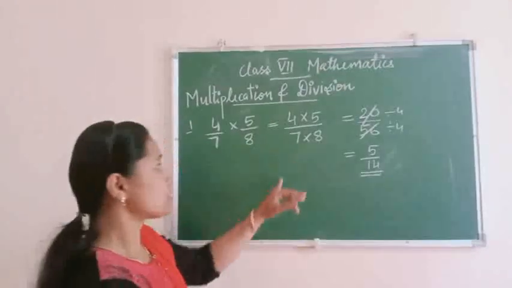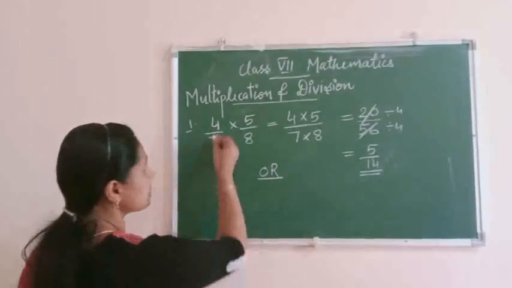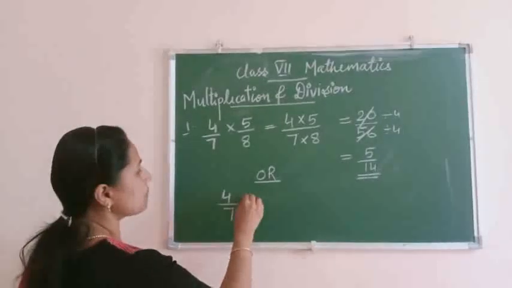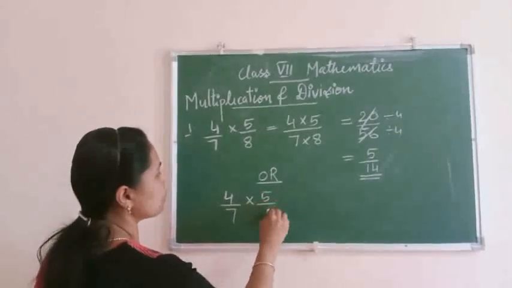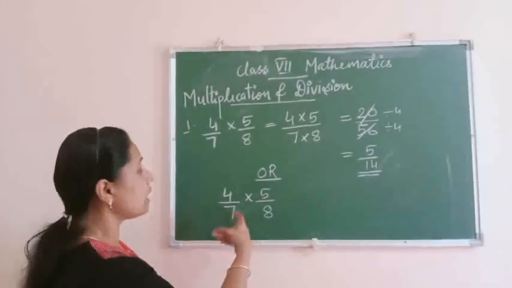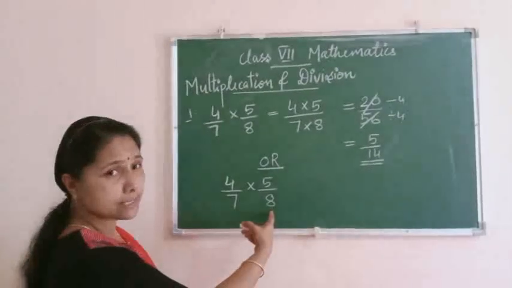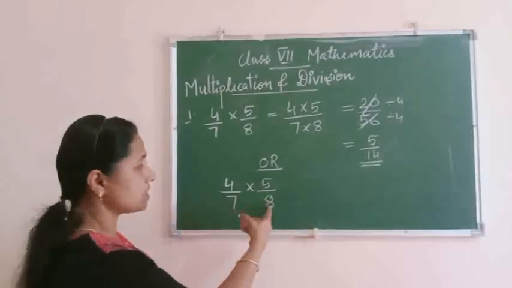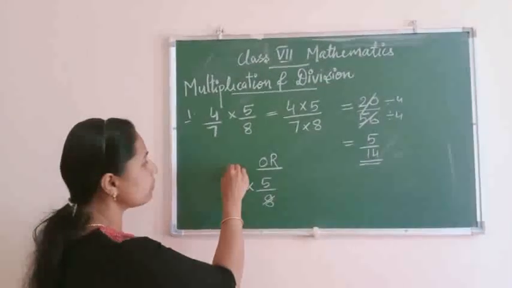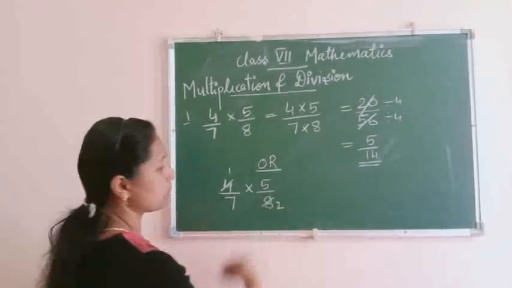The same question you can do in another way also. So listen to another method here. The same question, I am taking 4 upon 7 multiplied by 5 upon 8. Instead of multiplying numerators together and denominators together, the common numbers you can cancel from here itself. Here see this 4 and 8. Both numbers you can cancel by 4. 4 divided by 4, 1 will come, and 8 divided by 4, 2 will come here.